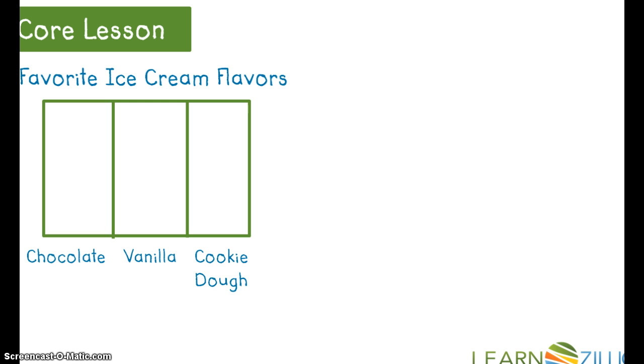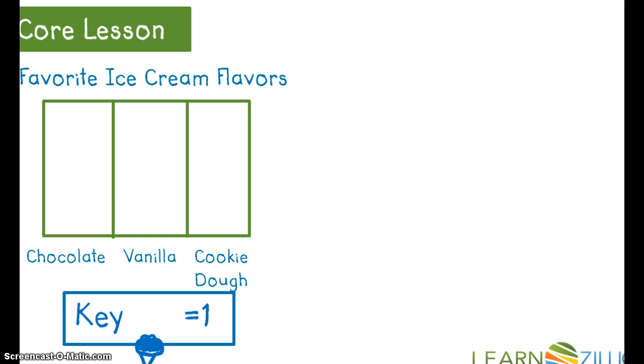Now we've learned that we can take the data we've collected and put it into some sort of graph. In this lesson, we're talking about picture graphs. Picture graphs have a title, Favorite Ice Cream Flavors. A picture graph will also have categories: chocolate, vanilla, cookie dough. Picture graphs also have a key. Here we see that this symbol of an ice cream cone represents one vote.